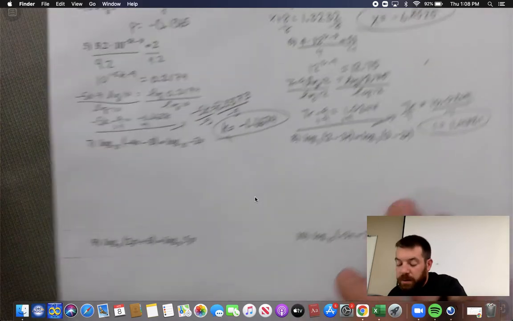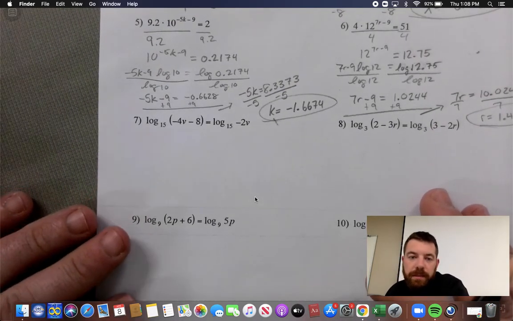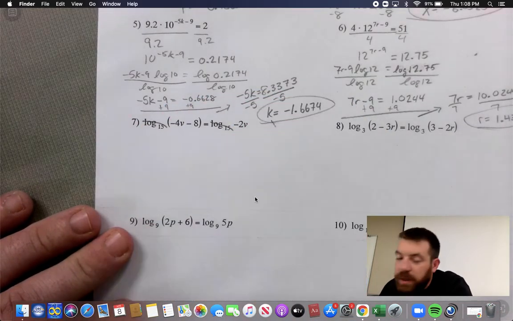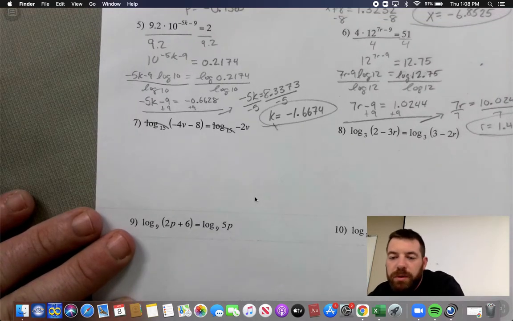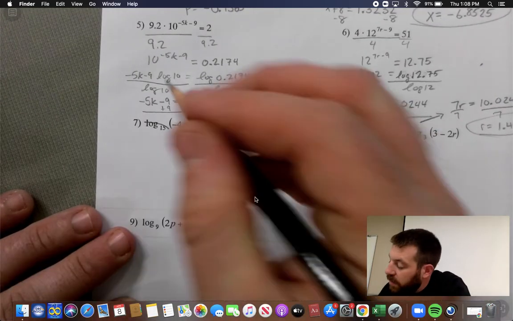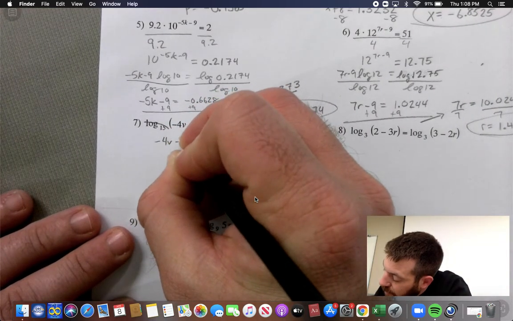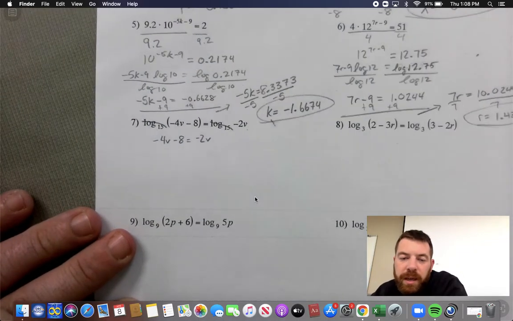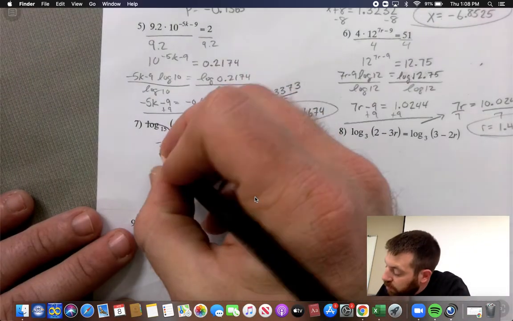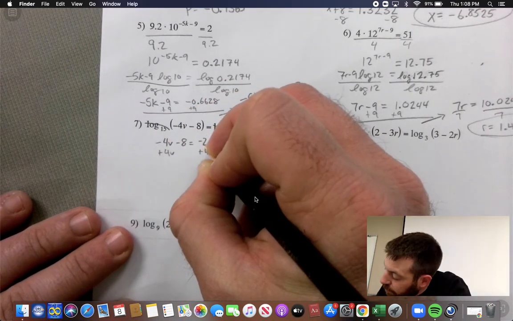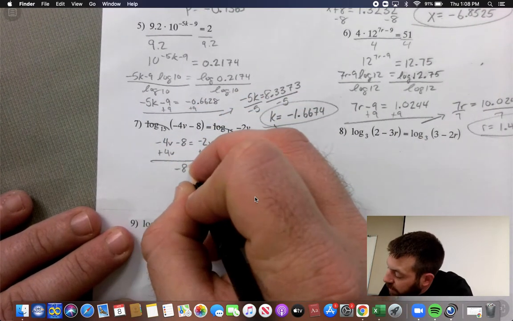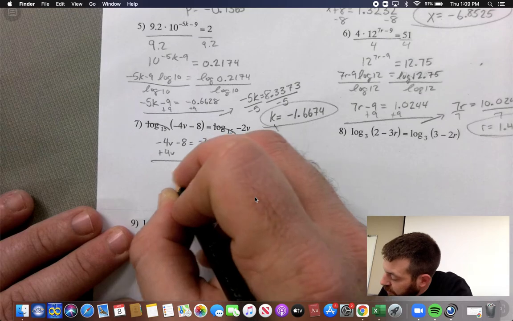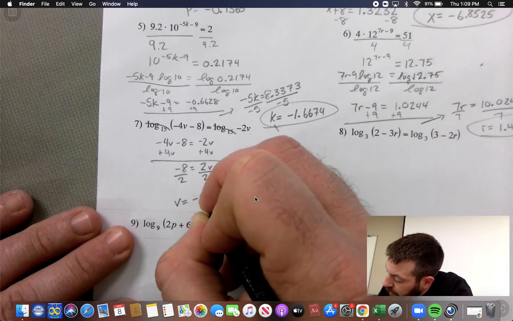All right, 7. 7's a piece of cake because I've got logs on both sides. When I have logs on both sides, we can cancel them out, just like if you had a 2 on both sides, you can cancel it out. So they cancel out, and I'm just left with negative 4v minus 8 equals negative 2v. And from here, I don't need a calculator. I'm just going to solve by isolating the variables. So let's move all the variables to one side. Let's add 4. So now I've got negative 8 equals negative 2 plus 4 is 2v. Divide by 2, and v equals negative 4.